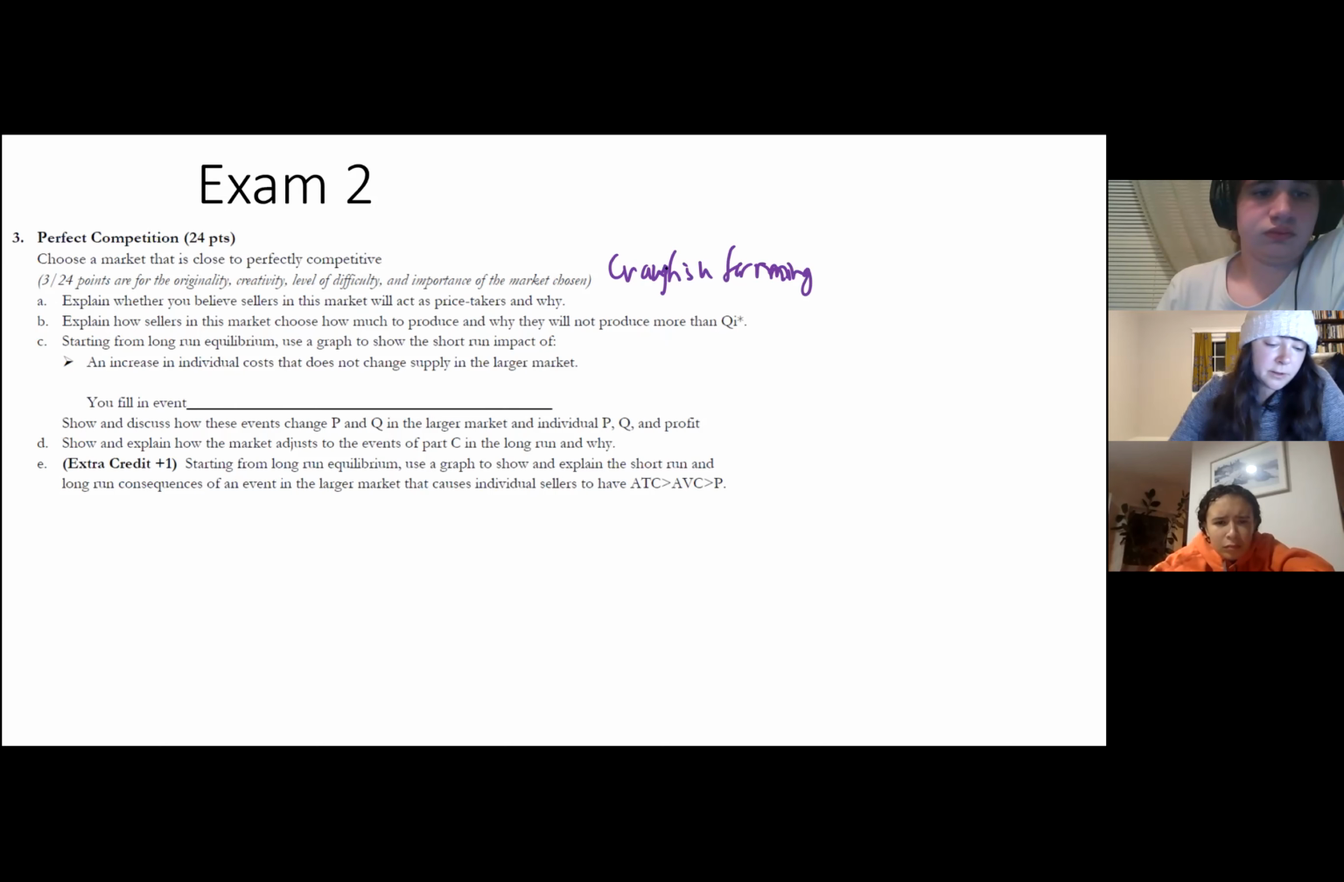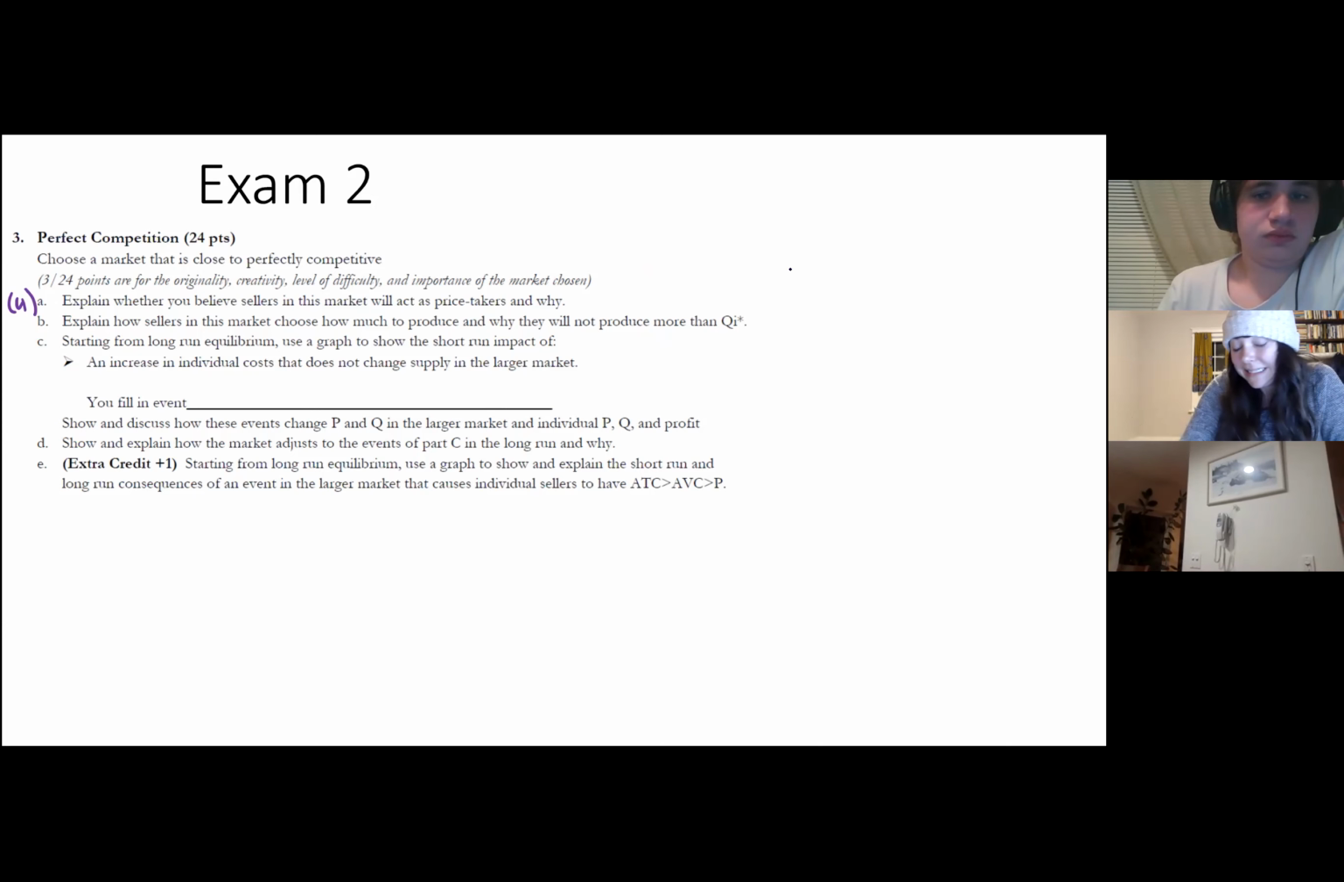So 3 of those 24 points refer to originality. 4 points are for explaining whether you believe sellers will be price takers and why. So for crayfish farm, actually I can't do crayfish farm because I'm going to say it the wrong way the whole time. Let's help us out with the practice exam and do the market for minimum wage labor.